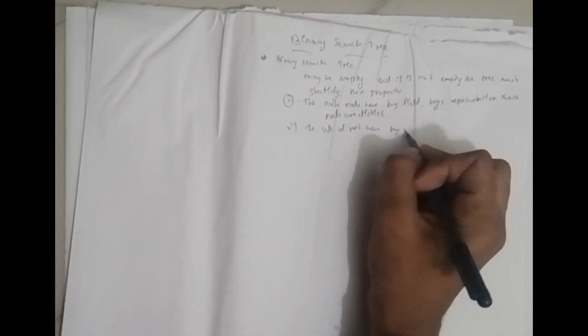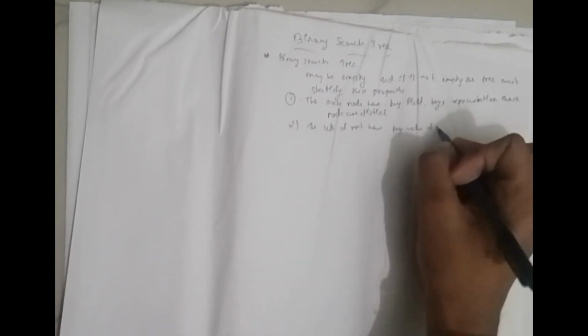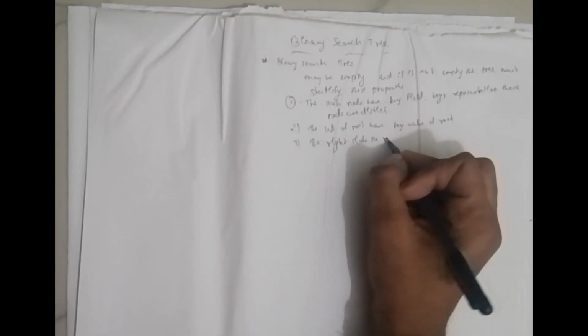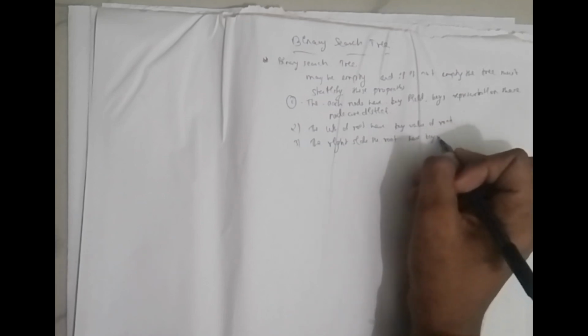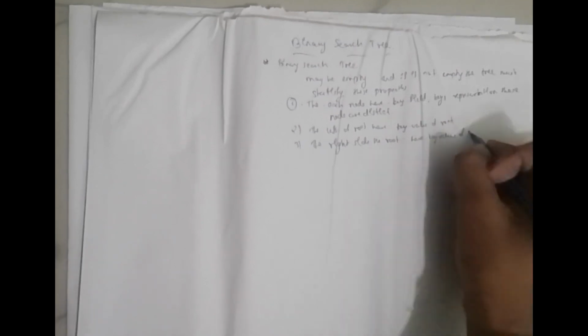And the second one: the left side of the root has values less than the key value of the root, and the right side of the root has key values greater than the key value of the root.